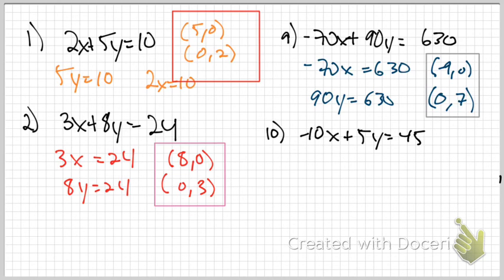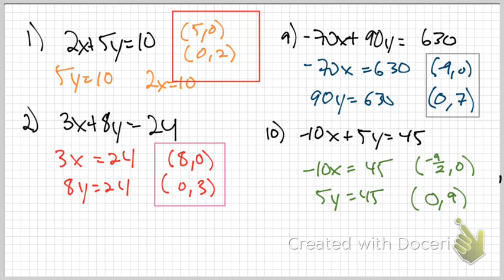All right, last one. When y is 0, negative 10x is 45. When x is 0, 5y is 45. Which gives me an ordered pair of, how do I want to simplify this? Negative 9 halves? Did anybody do negative 4.5? Yeah, that's all right. You know me. I like my fractions. When x is 0, y is 9. Cool.